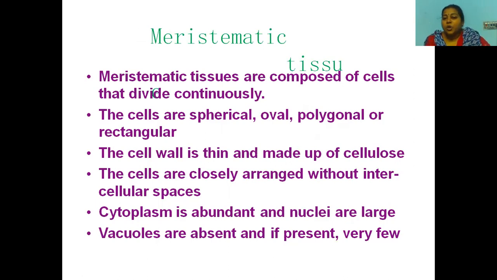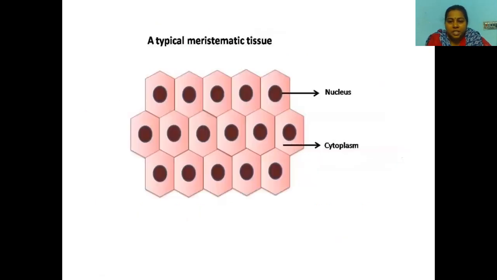The cells are closely arranged without intercellular spaces. You can see the picture here. See children, the cells are very closely arranged. There are no intercellular spaces between the two cells. What do you mean by intercellular? Inter means it is about two cells, in between two. So there is no space present between the two cells. There is a reason intercellular spaces are absent.